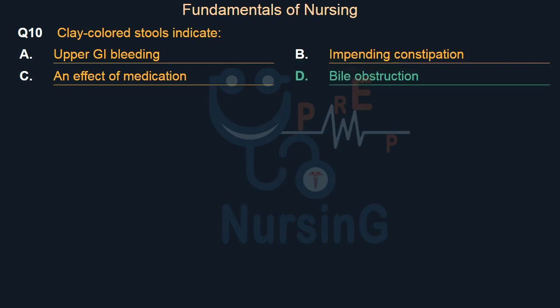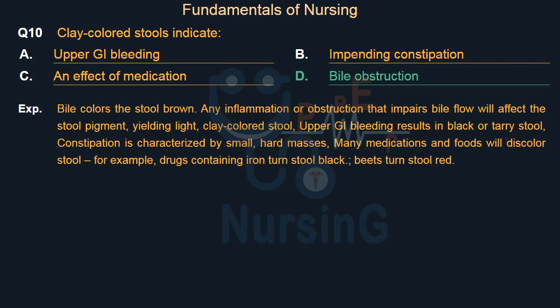Bile obstruction. Bile colors the stool brown. Any inflammation or obstruction that impairs bile flow will affect the stool pigment, yielding light, clay-colored stool. Upper GI bleeding results in black or tarry stool. Constipation is characterized by small, hard masses. Many medications and foods will discolor stool. For example, drugs containing iron turn stool black, and beets turn stool red.